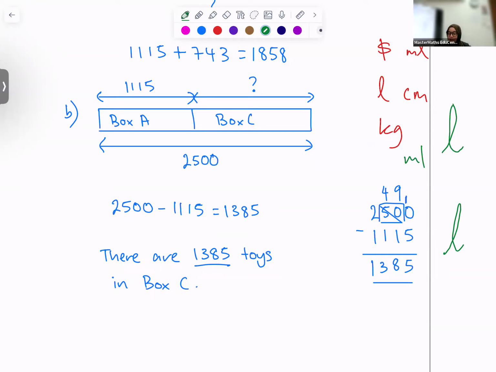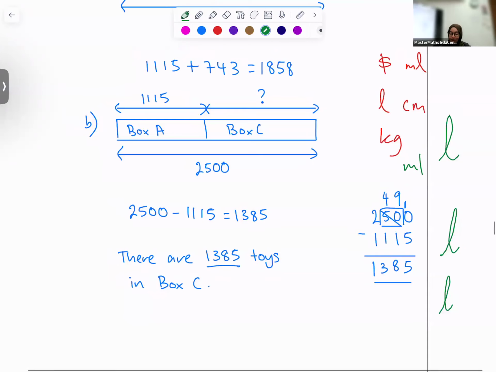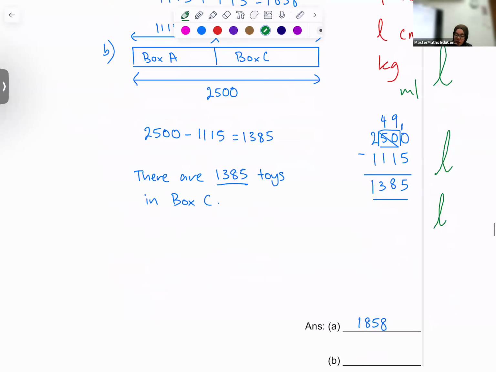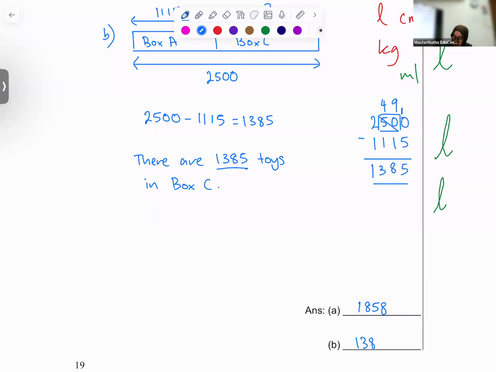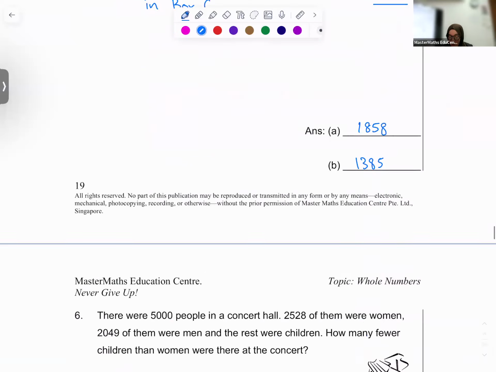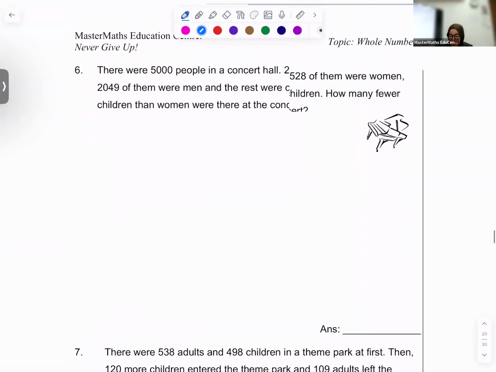Can everyone write the letters? Okay, go up first, like that. Okay, you all know how to write letters? Okay, all right, everyone understands how to do this question? Okay, let's move on. Don't forget to write your answer here, okay? 1385, 1385. Let's move on to page 20.